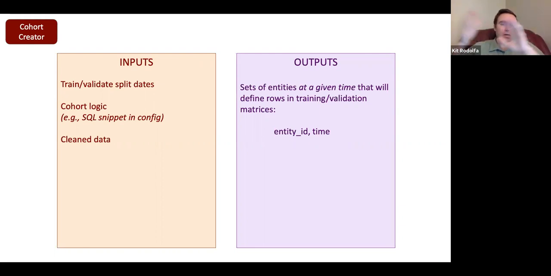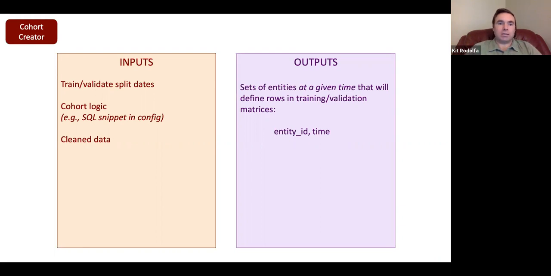But that way, all the logic relative to your particular project is stored somewhere else, but you're going to spit out just an entity ID and a point in time or a date for each of these entities that are in the cohort at a given point in time. And then that, combined with the train validation split dates, gives you the relevant sets that you'll use to build your matrices. And then, of course, as an input, you need the data that you've done any sort of cleaning and ETL on to start with.